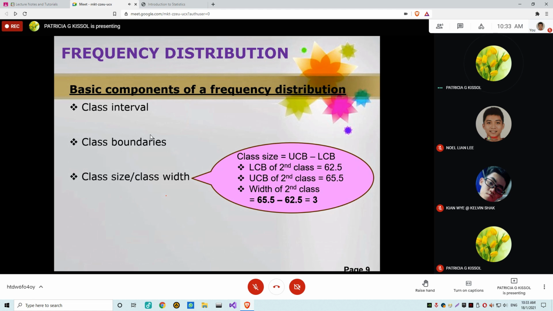Is that clear? Yeah. Okay. So that's why you see here, 65.5 to 62.5 is equal to the value of 3.